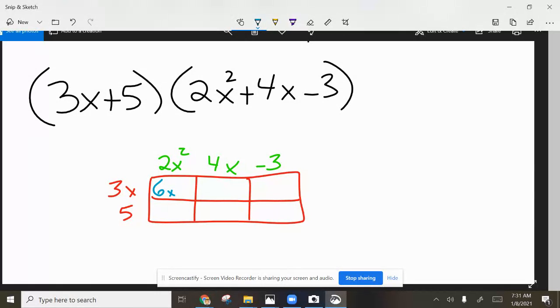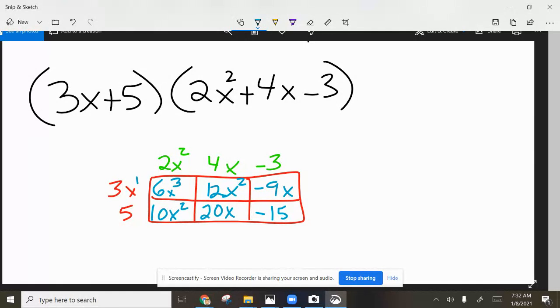But remember, this is going to be 6x to the third, right? Because there's an x and that 1. Remember, you add exponents when you multiply. Same bases, you add exponents. Okay, that's going to be 12x squared, and that's going to be negative 9x. Down here, it's going to be 10x squared, 20x, and negative 15.